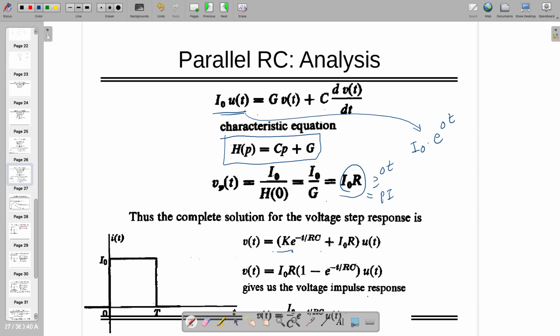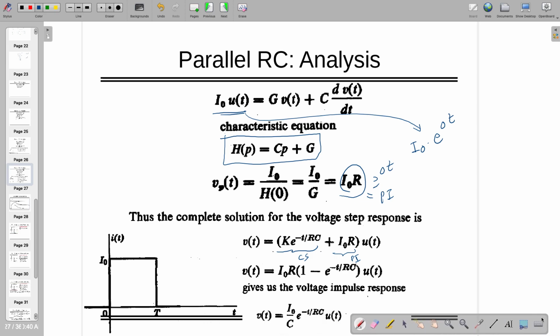And what you are seeing here is the complementary solution. This is the particular integral. The only one thing which needs to be found out is the initial condition. Can you find out the initial condition and let me know what is going to happen at v0 plus, to find K?